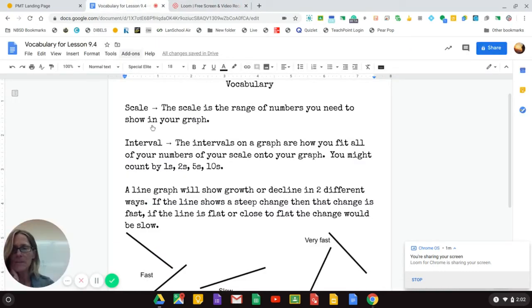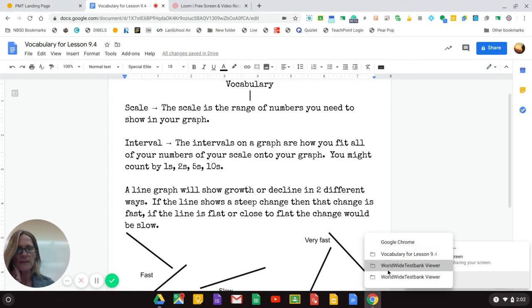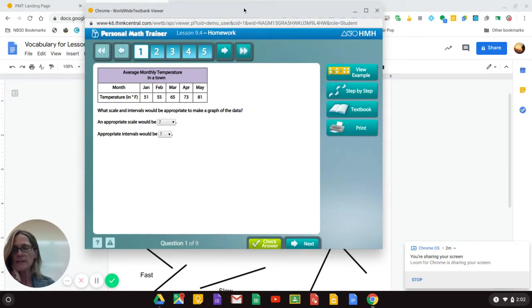Okay, so you're back now and I'm going to take you over to our math lesson. As I'm looking here on my math lesson, I see problem number 1. Problem number 1 shows average temperatures in a town over January, February, March, April, and May. It shows the temperature was 51 in January, 55 in February, 65 in March, 73 in April, and 81 in May. And so my scale, the numbers I have to have inside of my graph, are going to be 50 to at least 85, maybe even 90.